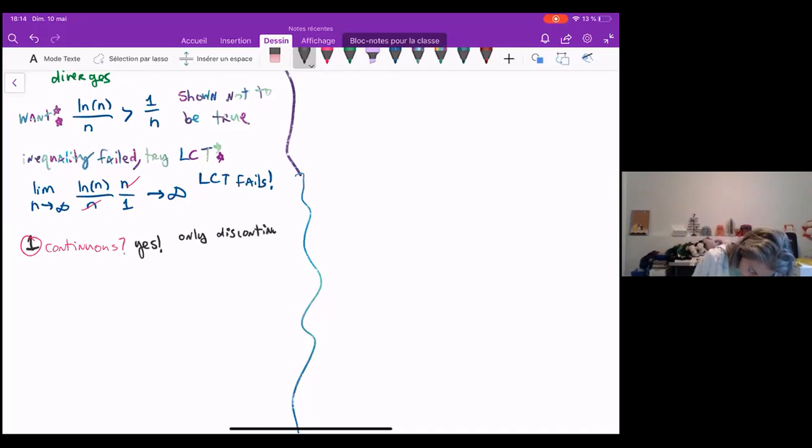Discontinuities not on the interval. And the only discontinuities in question would be for n less than or equal to 0.